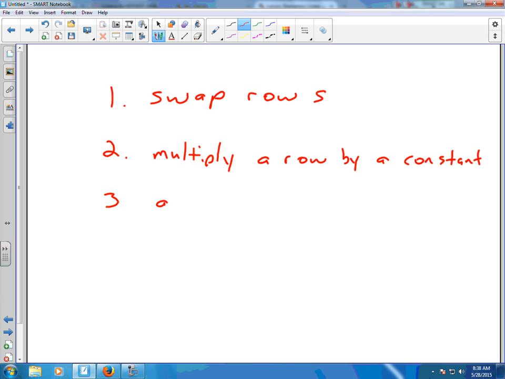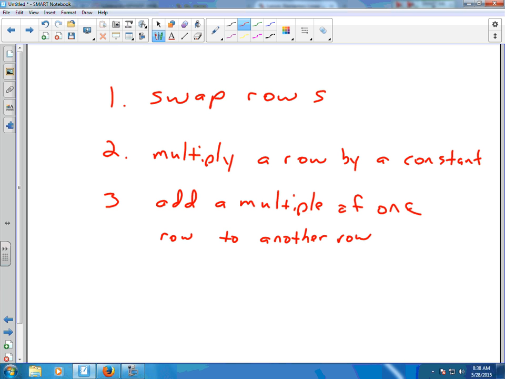And also we can add a multiple of one row to another row, and that's okay. And we'll work one out here in a minute, just to illustrate each of these, or at least some of them.